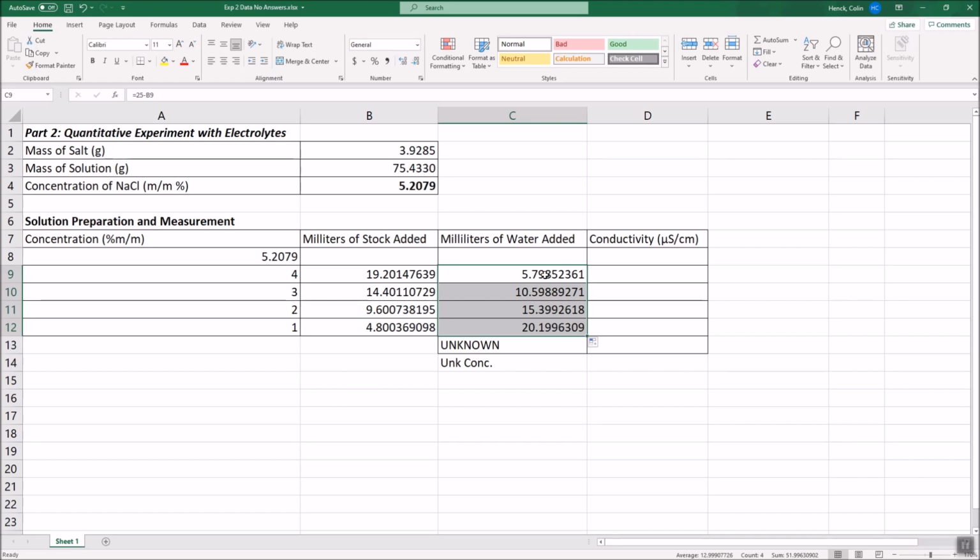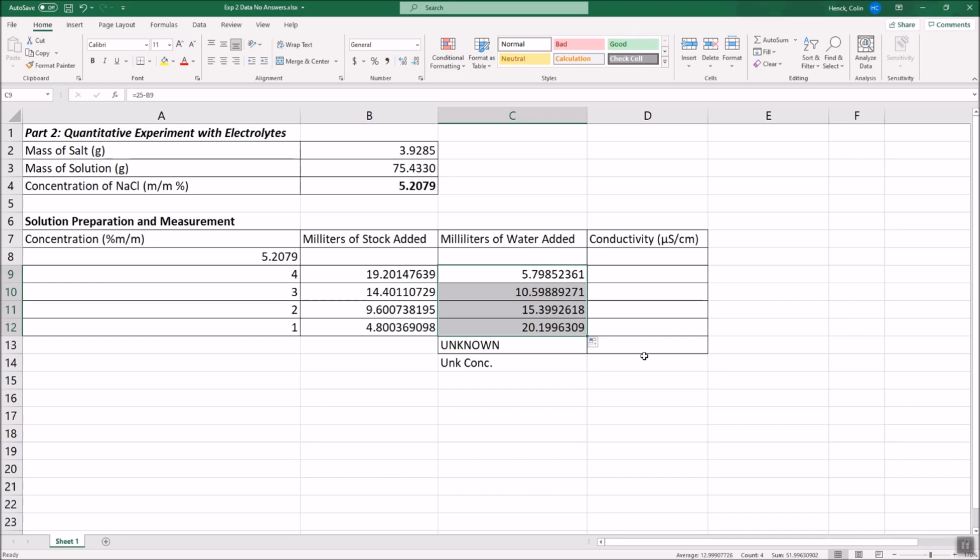Note that your recipes will be slightly different than my recipes because you're not going to make exactly a 5.2079% solution. You're going to make whichever solution you make. The next step is to physically make 25 milliliters of each of these solutions and measure their conductivity. The next section of the video will talk about measuring the conductivity.